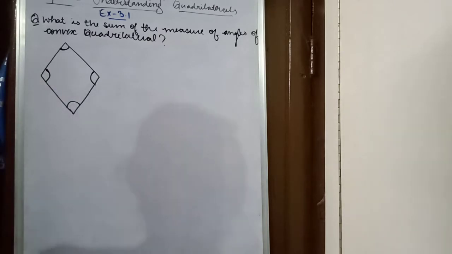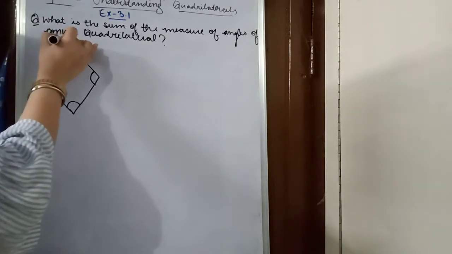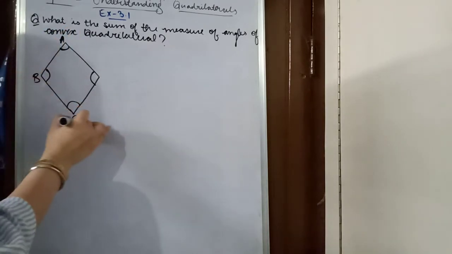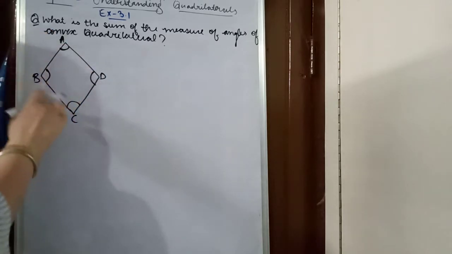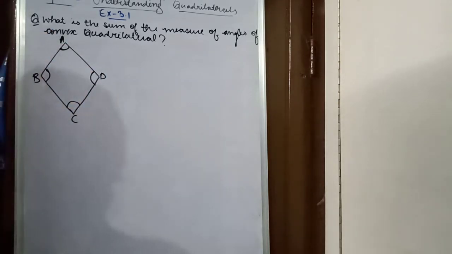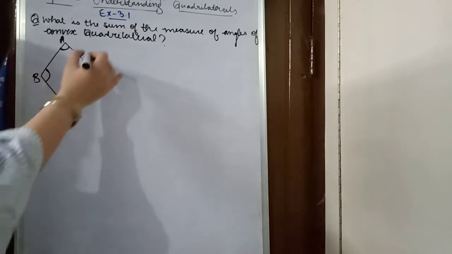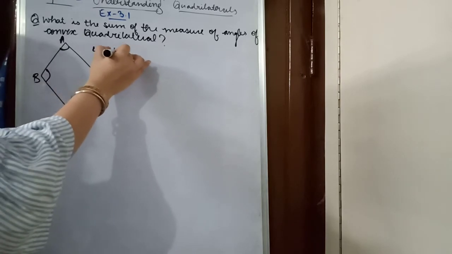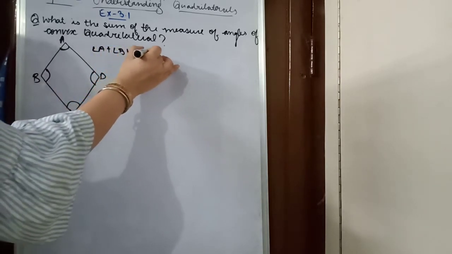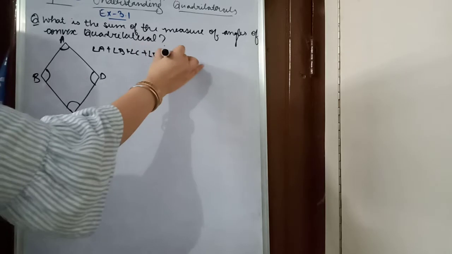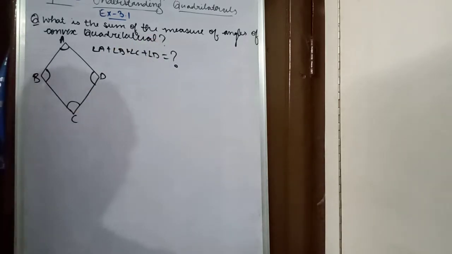This is the convex quadrilateral, and if we name it angle A, B, C, D, then this is A, B, C, D convex quadrilateral. If we have to find the sum of the measure of the angles of a convex quadrilateral, we will write angle A plus angle B plus angle C plus angle D. This we need to find. What is the sum of the measure of the angles of a convex quadrilateral?